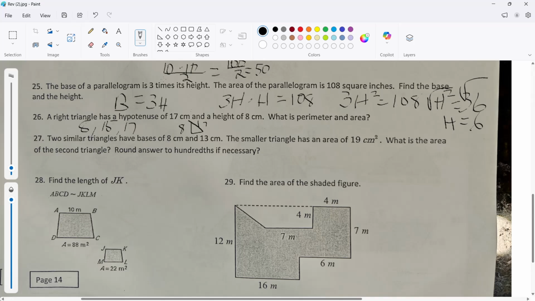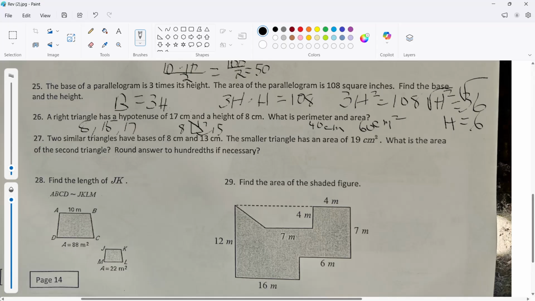And what is the perimeter? Perimeter is 8 plus 15 plus 17. 15 plus 17 is 32, and 8 is 40. So perimeter is 40. And area would be base times height divided by 2. 8 times 15 divided by 2, which is 4 times 15, which is 60. Area is 60 centimeters. Watch out, I forgot to put centimeters on my perimeter.